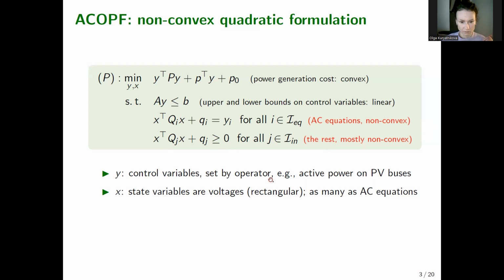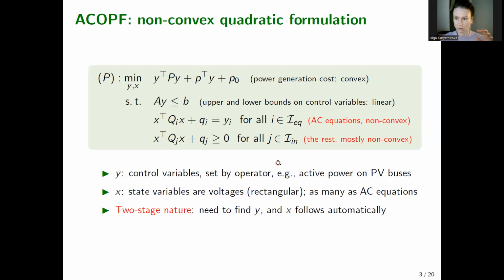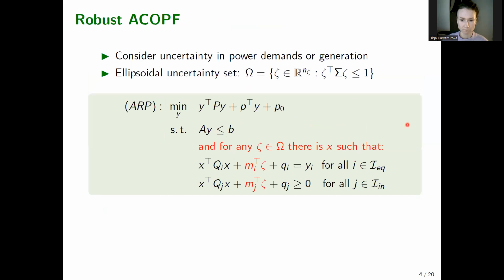So now this is the problem, and this problem will have a two-stage nature, in the sense that as long as I set up y, my x is decided automatically by this system of equalities. So I basically control y, and I do not control x. And now I want to have uncertainty here. What will happen with it? The uncertainty will represent, as I said, either demand or generation uncertainty.